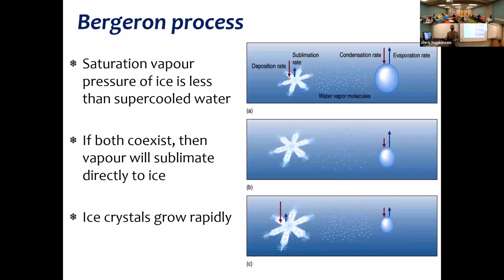So vapor is going to be more likely to transition to solid than to liquid. And so that is the Bergeron process. And that's why you get these really ornate crystalline structures that grow very, very quickly, because once the crystal starts, any vapor that's around it will just very rapidly attract to that crystal and grow. That's a pretty neat process.